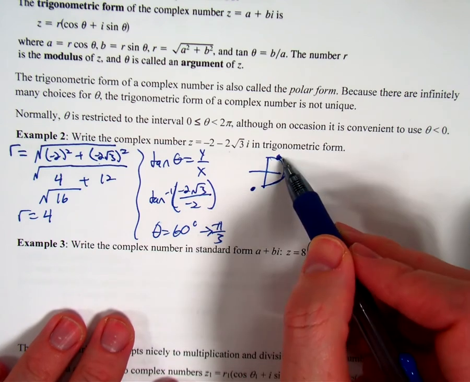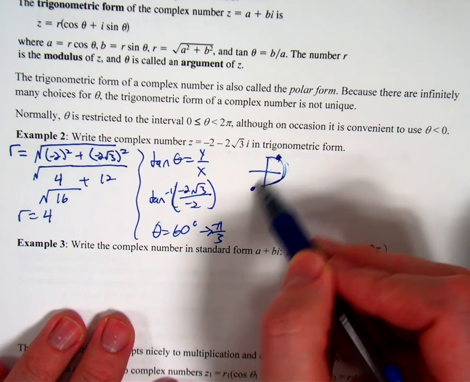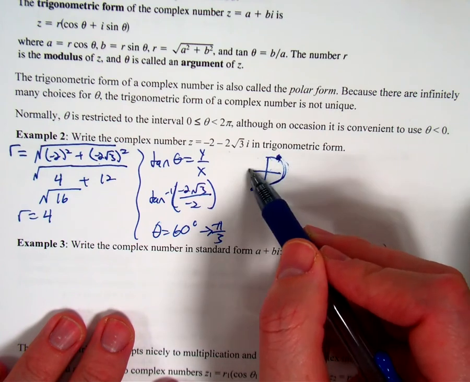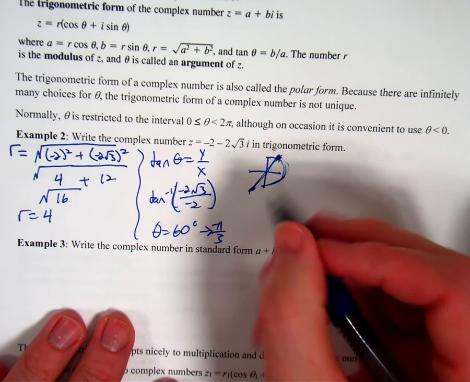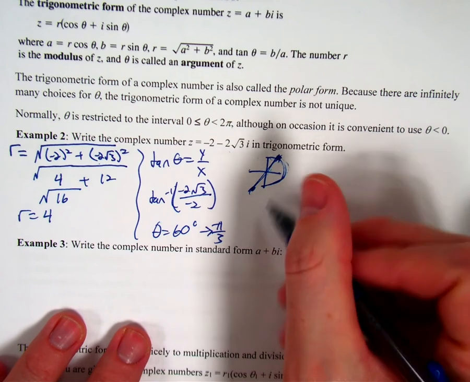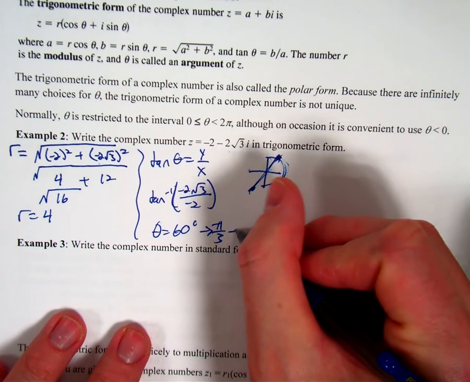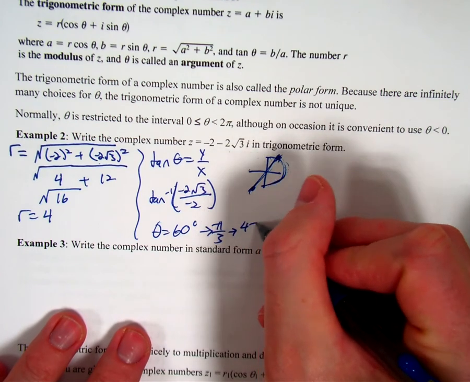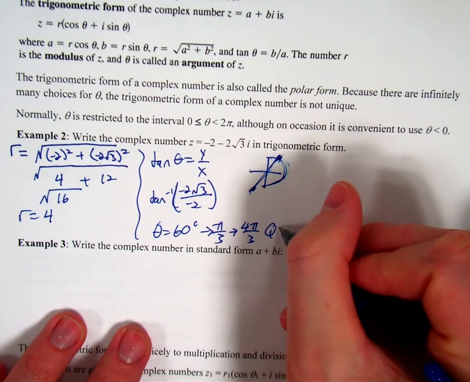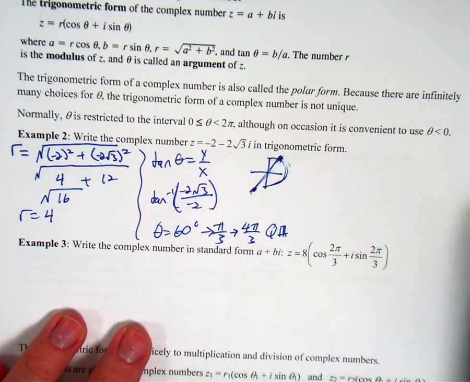How do I get it there? That's just straight across. That's 1 pi, 2 pi, 3 pi. That's going to be 4 pi over 3. Got to make the correction, put it in the right spot, put it in the right quadrant. 4 pi over 3 to make sure we're in quadrant 3 to match our coordinate.